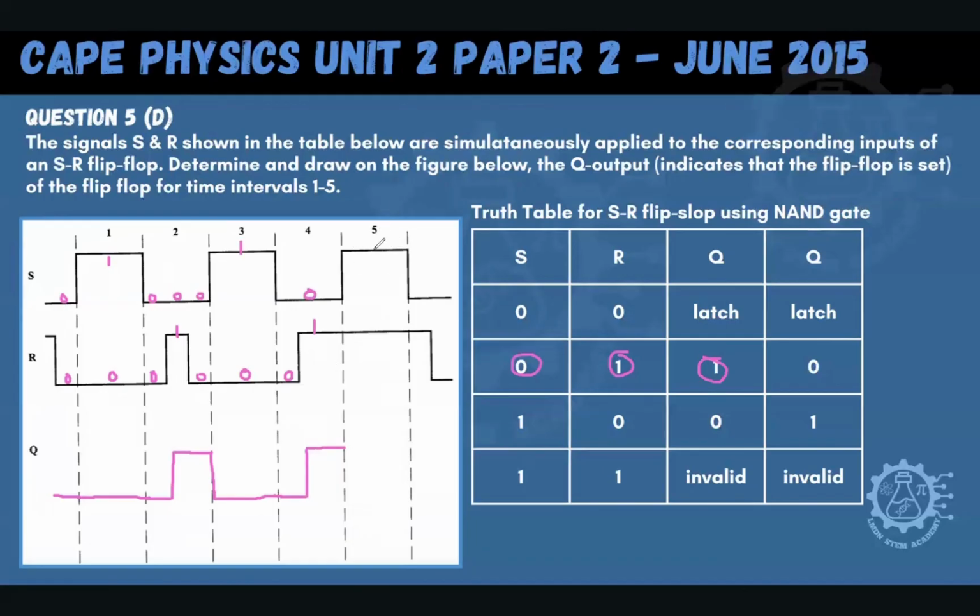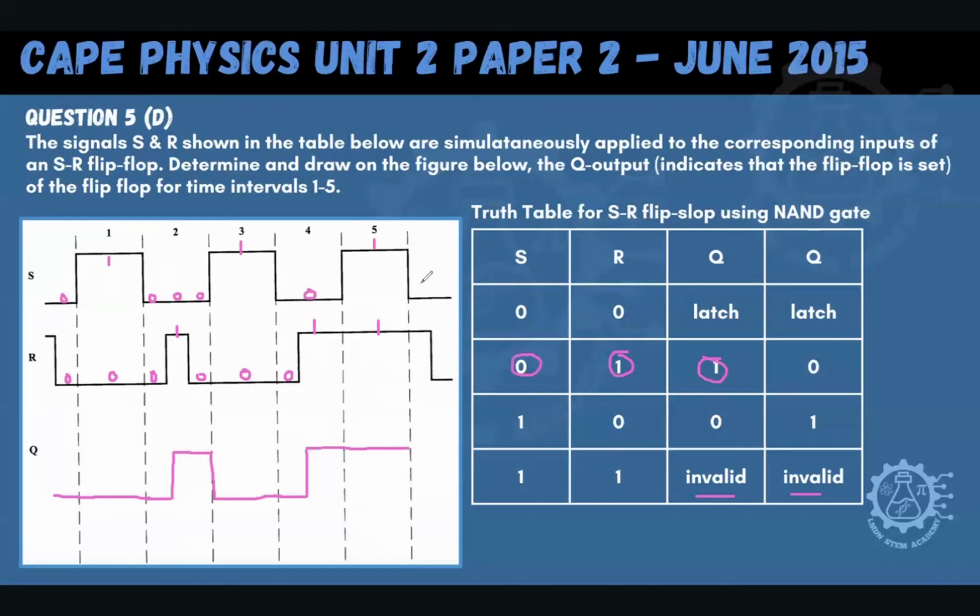So in time interval 5, we see that S is 1, right? And what's happening to R? R is also 1. So R stayed at 1. So we have a 1, 1, that's an invalid state, an unstable state. And so what's going to happen? The system is just going to stay latched in where it was before. So we'll still have it being at 1 up here. Okay, so in 1, 1, we stay where we were previously, which was at 1, and so we stay there.